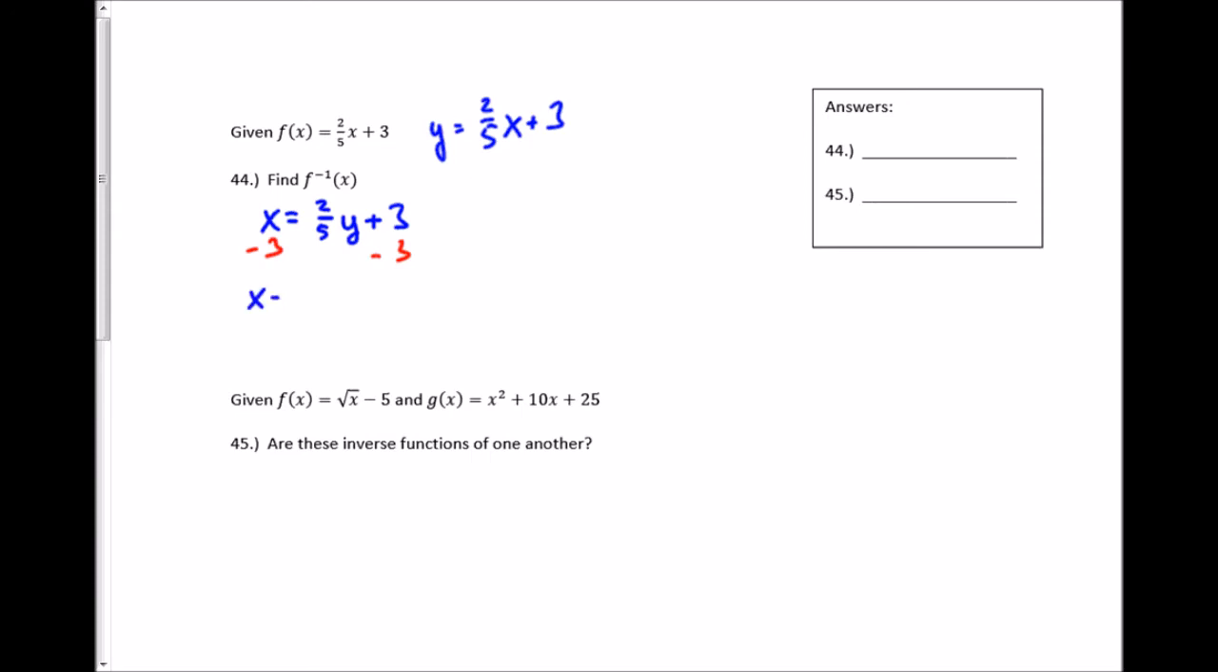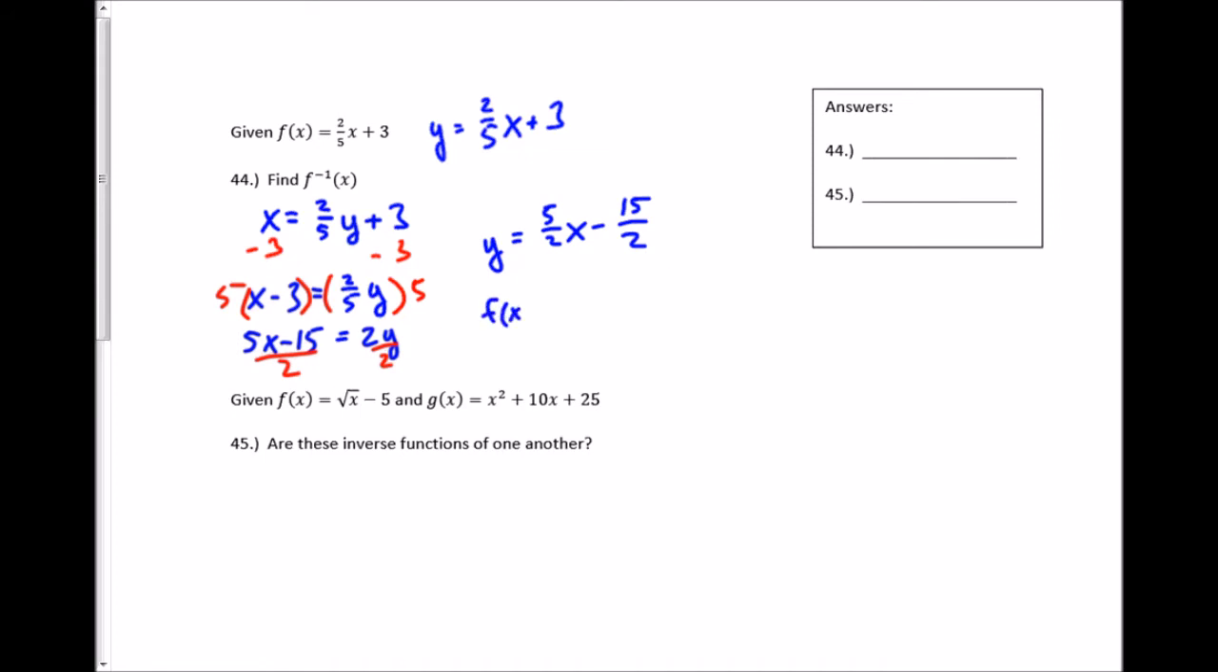So I subtract the 3. It's x minus 3 equals 2/5 y. You could multiply each side by 5 here to get rid of the fraction. When I do that, that's going to give me 5x minus 15 equals 2y. And now I divide each side by 2. And really, you could leave this as one big giant fraction. I'm going to split it up and write it as 5 halves x minus 15 halves. Just because now it's in slope-intercept form, I'm going to put it back in my function notation. And that's it.